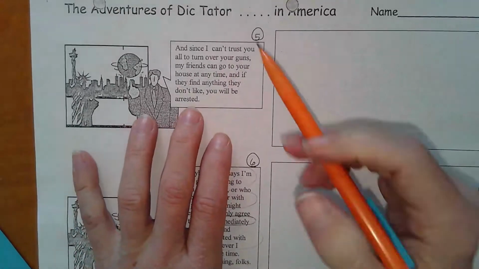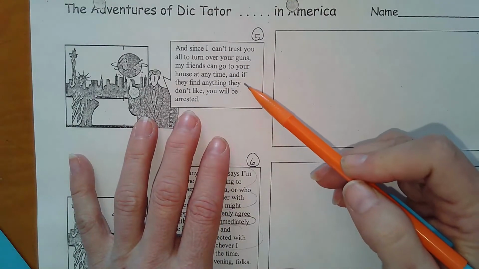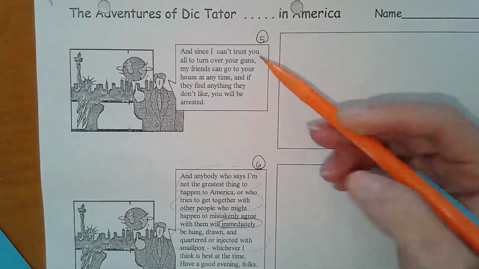Number 5, since I can't trust you all to turn over your guns, my friends can go to your house at any time. If they find anything they don't like, you will be arrested.